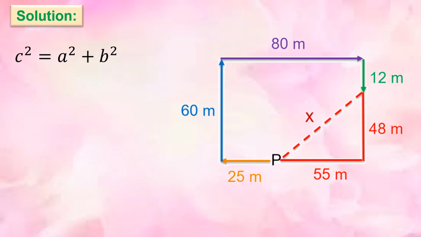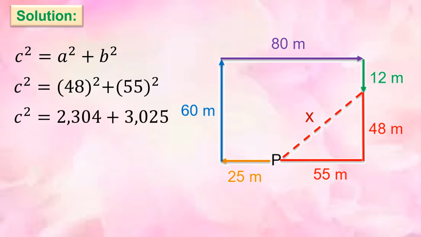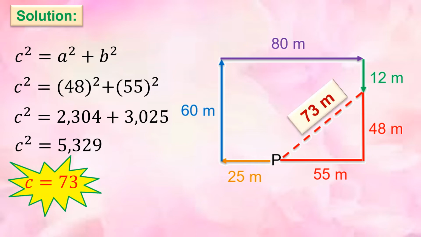To compute for side x, since it is the hypotenuse, we are going to use c squared is equal to a squared plus b squared. So from here, substituting the values, we get 48 squared plus 55 squared. 48 squared is equal to 2,304, while 55 squared is equal to 3,025. Adding it up, it is equal to 5,329. Square root of 5,329 is equal to 73. So therefore, the distance from the end point to the starting point is equal to 73 meters.